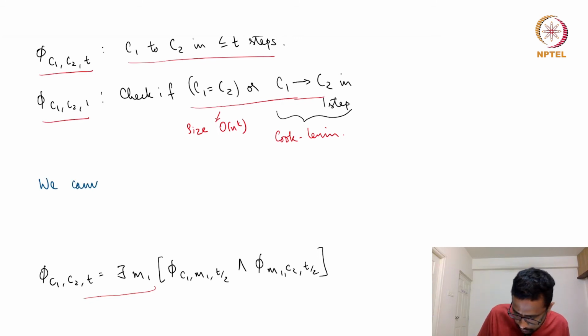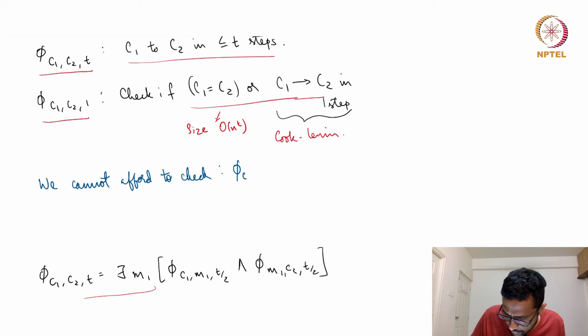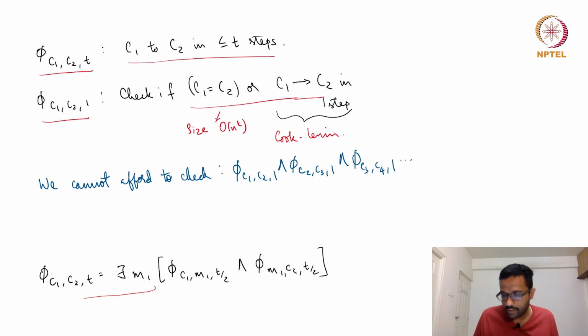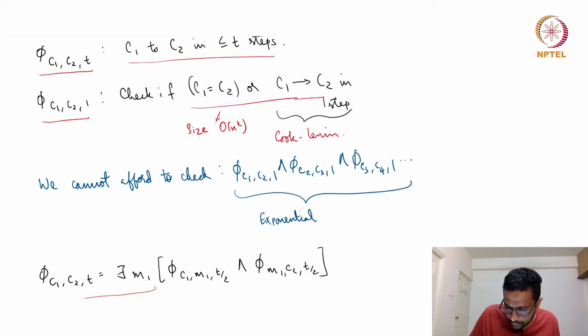We cannot afford to do this, to check phi C1 C2 1 and phi C2 C3 1 and C3 C4 1 and so on, because this will be exponential size. So we cannot afford to do that, right? So how do we do this more intelligently? We want to reduce the size of this formula.